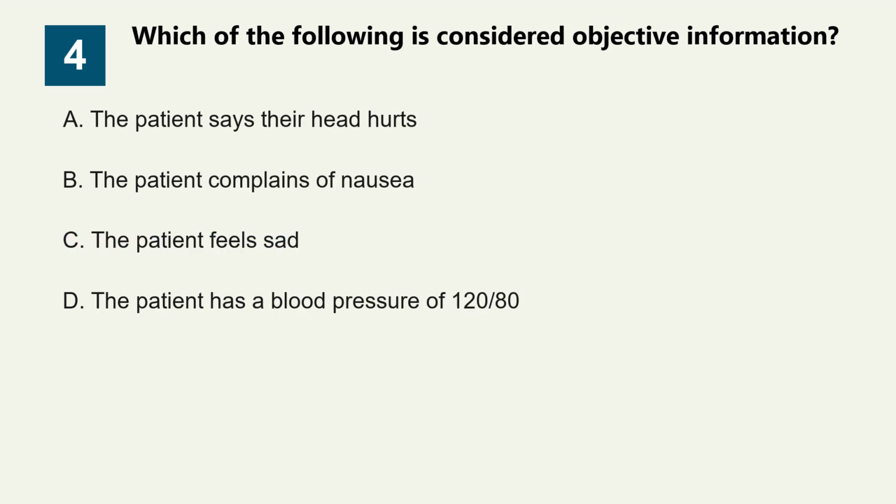Question 4. Which of the following is considered objective information? Option A. The patient says their head hurts. Option B. The patient complains of nausea. Option C. The patient feels sad. Option D. The patient has a blood pressure of 120/80.